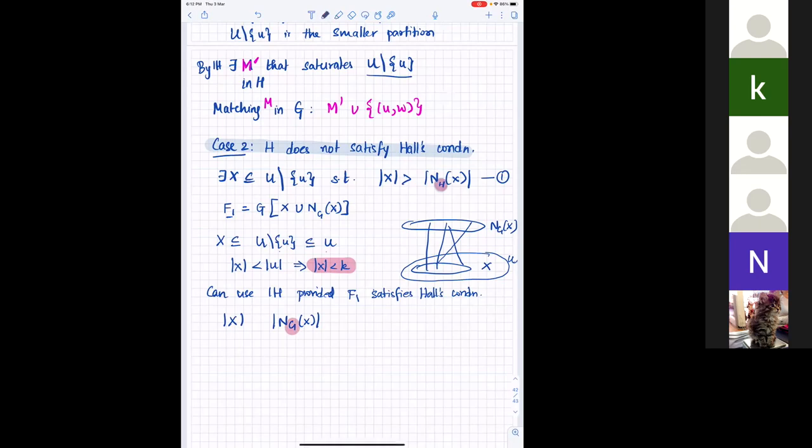So that is why you are clever. This is where the brilliance of Hall's theorem comes in. The subgraph that you constructed looked at X and looked at its neighbors in the graph G, not in the graph H. In H, we know it does not satisfy Hall's condition, so we cannot do anything about it. But if we look at X and the neighbors of X in G, we know that this is less than or equal to, since G satisfies Hall's condition. Is this clear?